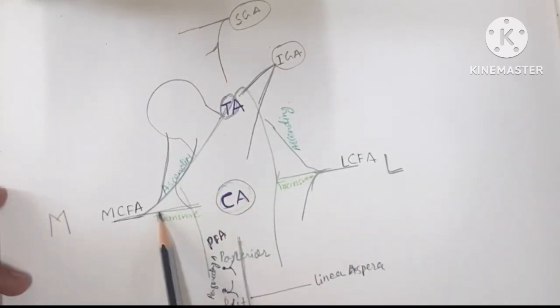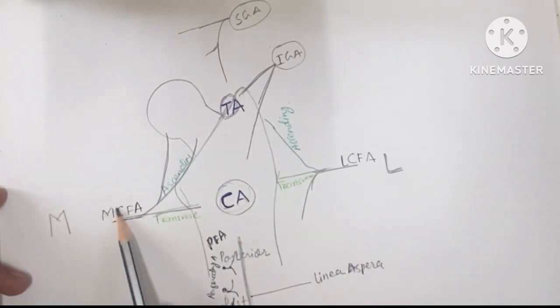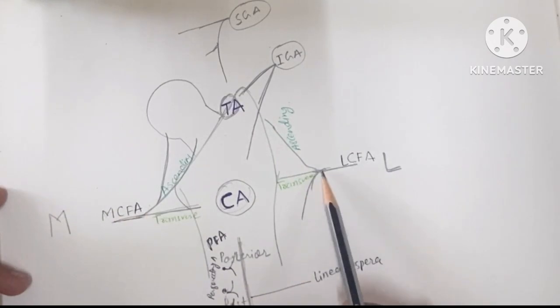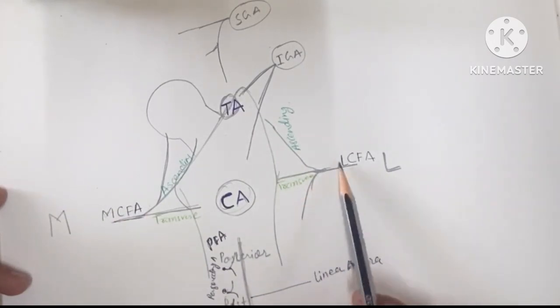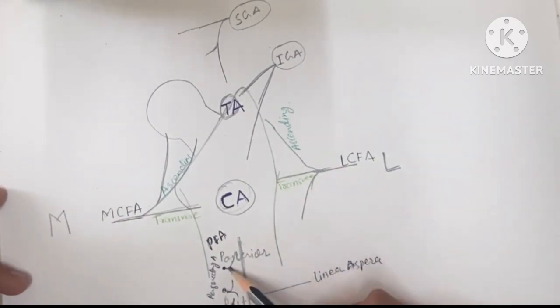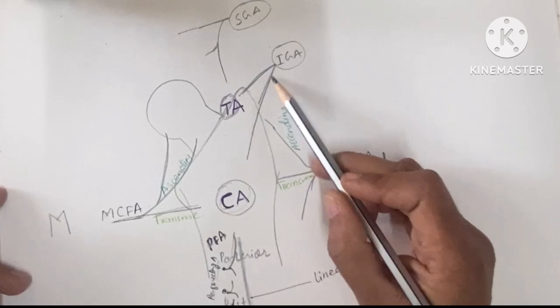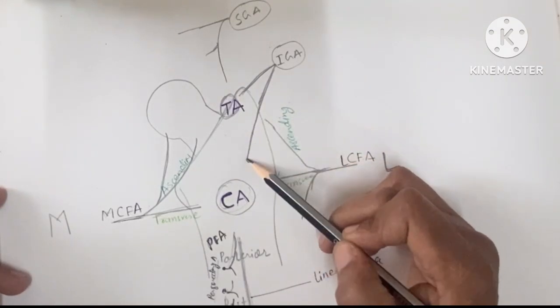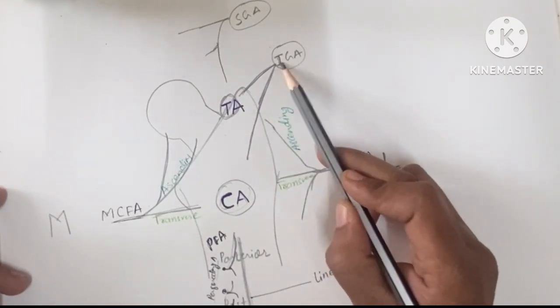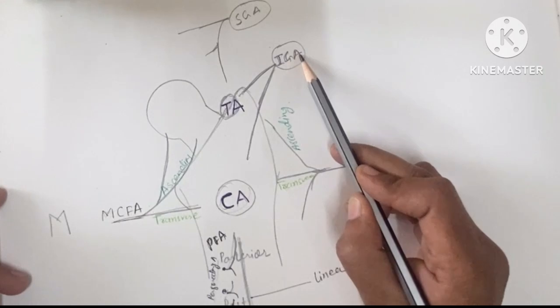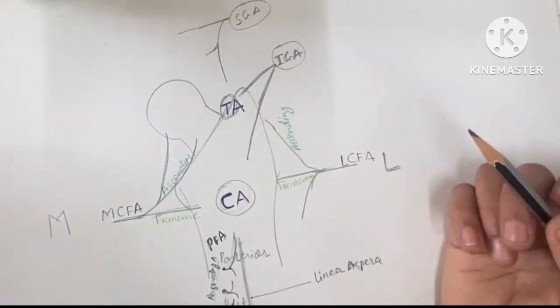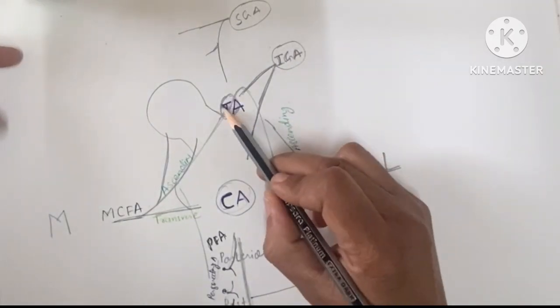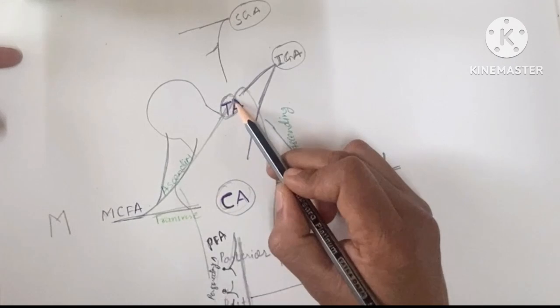So the cruciate anastomosis is formed by the transverse branch of the medial and lateral circumflex femoral arteries, the ascending branch of the first perforating artery of the profunda femoris artery, and a branch from the inferior gluteal artery. So it is formed by 4 arteries.